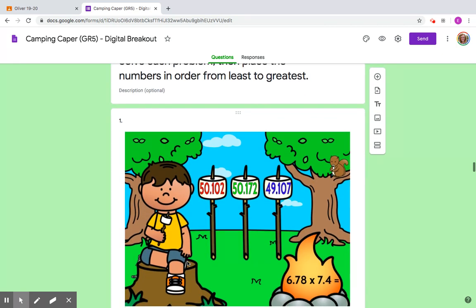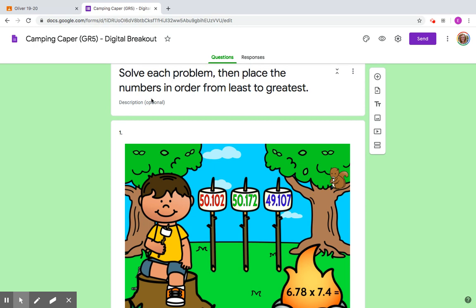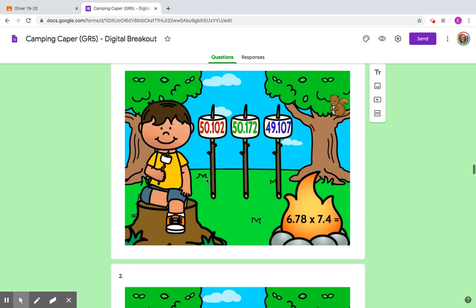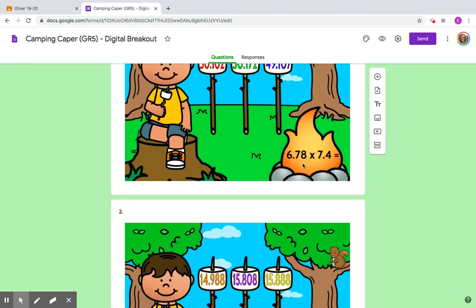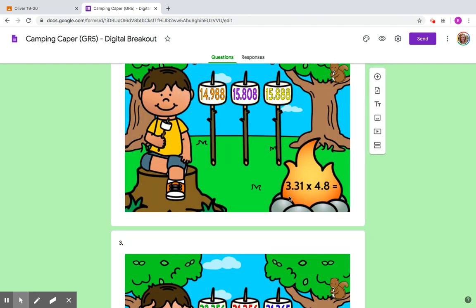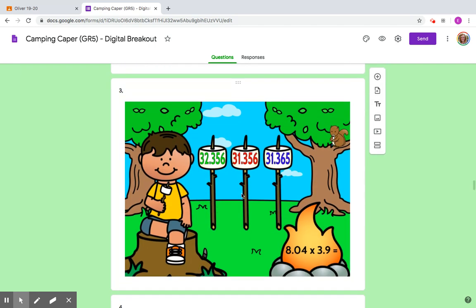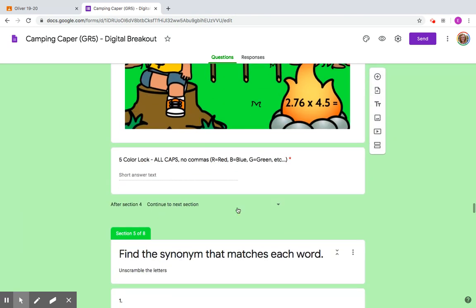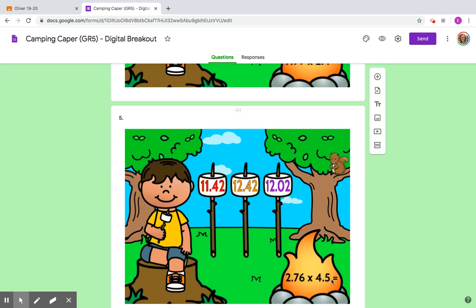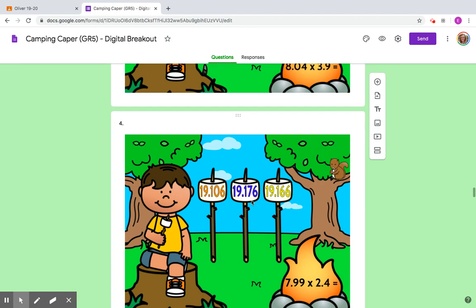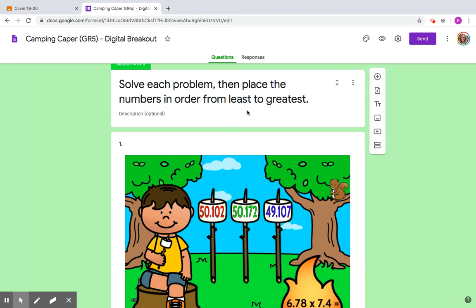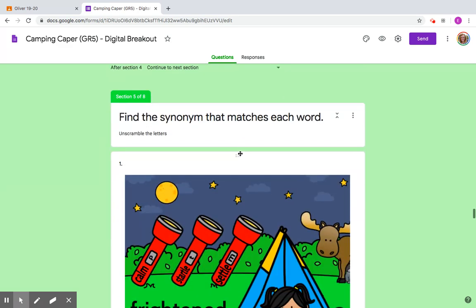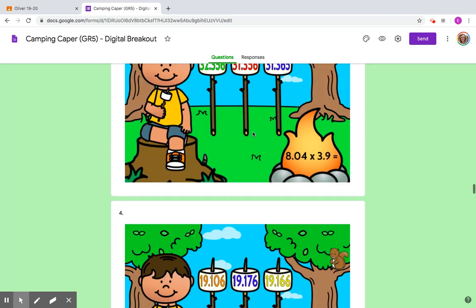Next part is you have to solve the problems. Solve each problem, but then place the numbers in order from least to greatest. So you have to order these marshmallows and solve the math problem over here. Roast the marshmallows, solve the math problem. Eventually, you are going to get your answer. So whatever answer was here, you guys are going to sort all of these numbers that you get as your answer from least to greatest. And then you're going to put the color that corresponds.